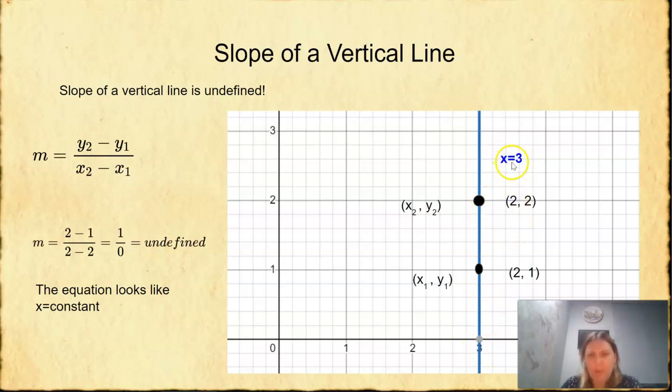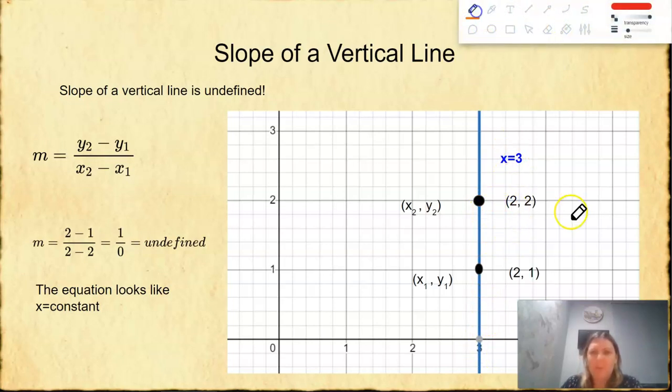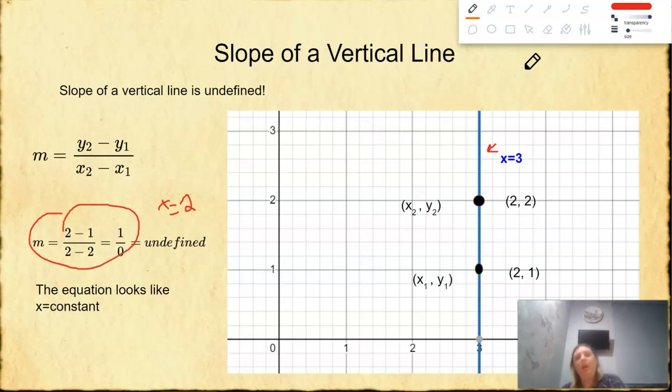So in this case, well, I actually have a 3. This is not a 2. This line was supposed to have been 2. So this line is x equals 3, and the equation that I have over here would have given me the line x equals 2, right? But whichever x coordinate this line lies on, that's where it's at.